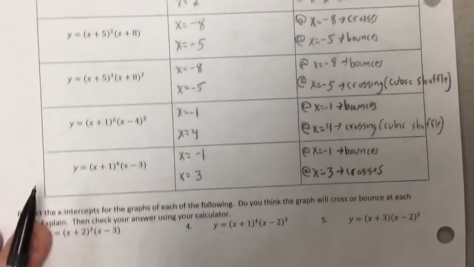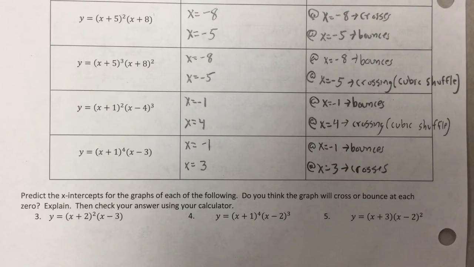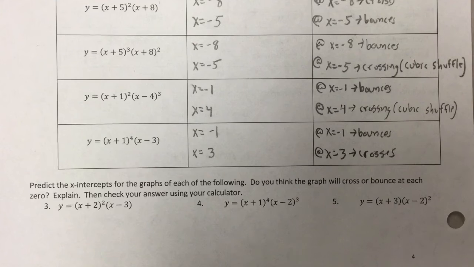So right here it says predict the x-intercepts for the graphs of the following. Do you think the graphs will cross or bounce at each of the zeros? Explain, then check your answers on your calculator. So take some time, please, and answer these on your own.